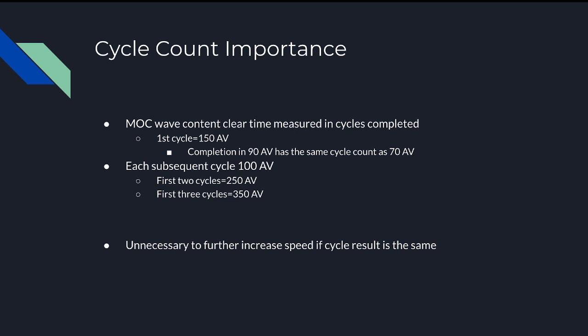So, but the precise amount comes down to cycle counts. And cycle counts is really important because Memory of Chaos waves are measured in cycle counts. You know, the first cycle is 150 action values. Completing it in 90 gives you the same score as completing it in 70. And if each subsequent cycle is 100 action values, it's no better to increase your speed if you just end up doing it within the cycle count anyways. So that's an aspect to min-maxing your units so that you don't spend an unnecessary amount.